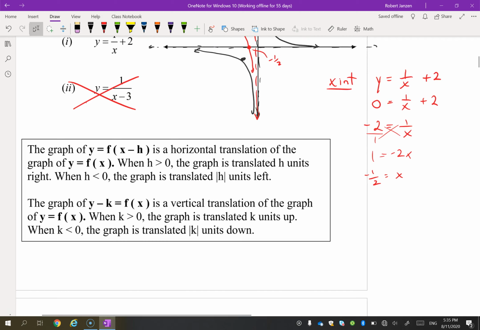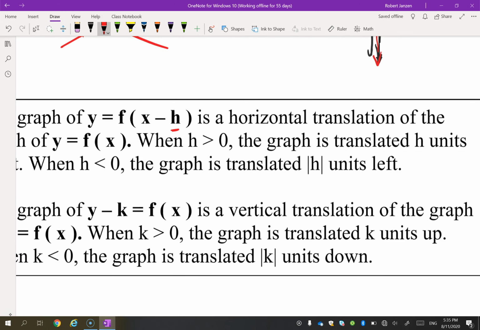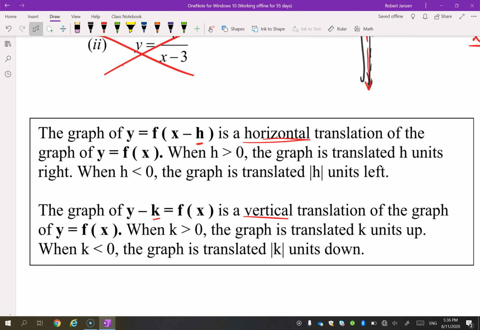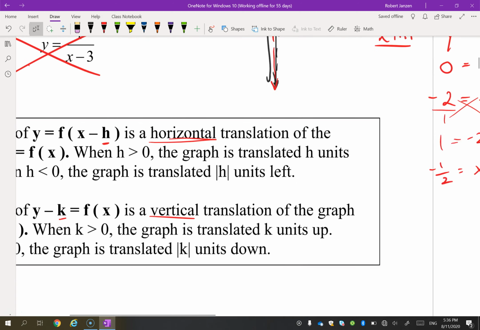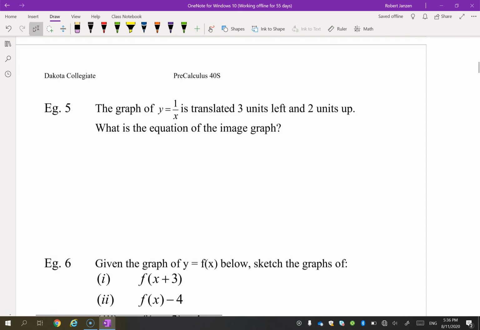Okay, so little summary. H is horizontal, K is vertical. Get used to figuring out, is it going up or down based on where it is. That's the easiest of the transformations for sure. Okay, let's try a couple of examples that are a little bit different.